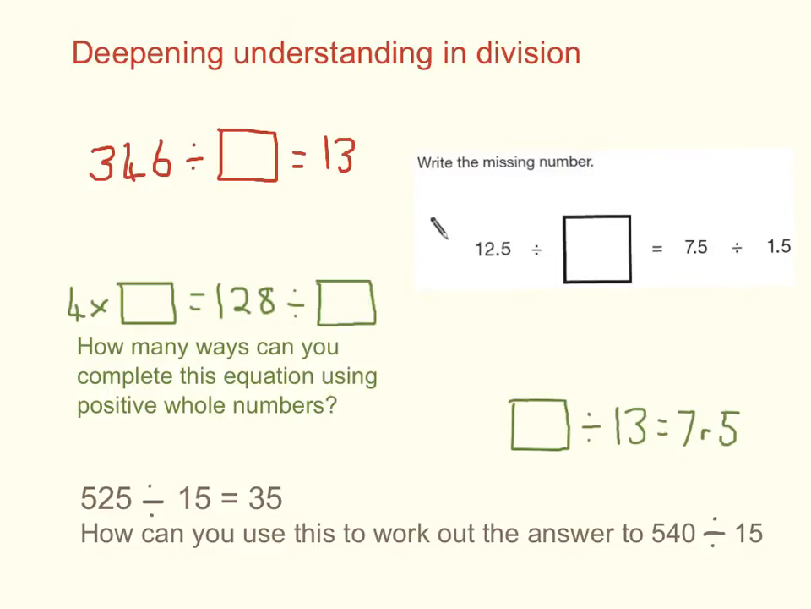The children's understanding in division is deepened by giving them questions in a variety of forms. Here, the children need to understand that to find the missing number, you still need to do 346 divided by 13. In this example, children must recognise that they're looking for how many 1.5's there are in 7.5. Then they'll have to work out what goes into 12.5 5 times. Again, children will be given how many ways questions, inverse questions, and reasoning questions to stretch their conceptual understanding of division.